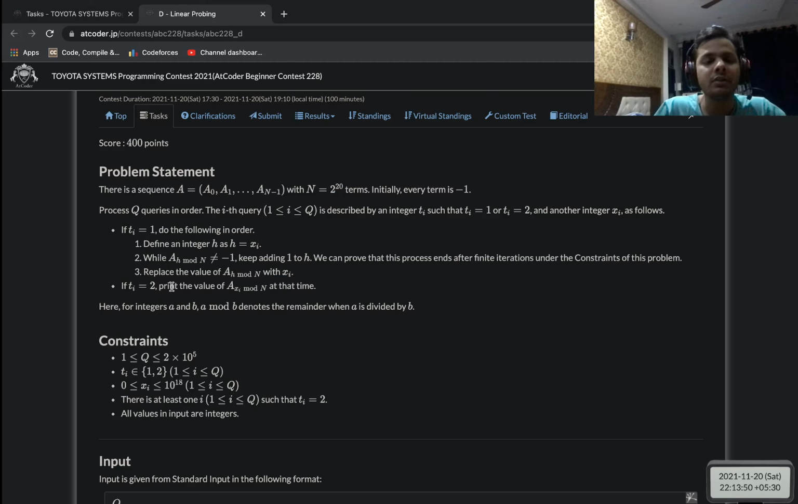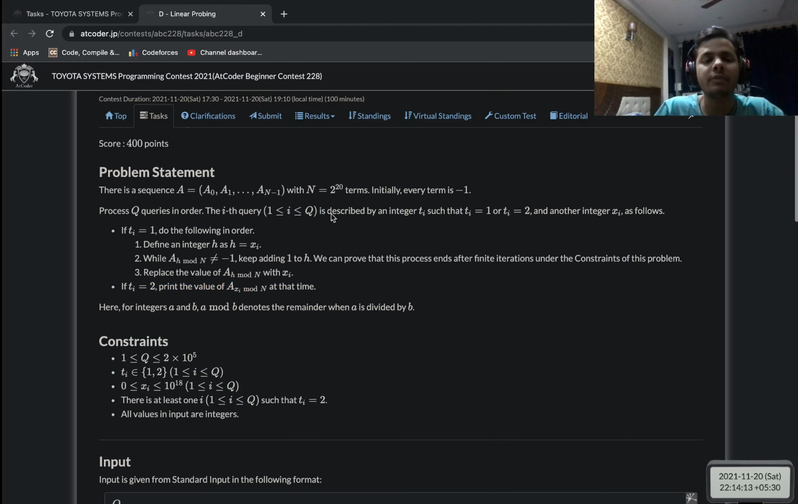If ti is equal to 2, then we simply have to print the element which is at the xi mod n-th position in my array. Since xi can be up to 10 to the 18, first I take xi modulo n, and then I check what is the element at the position xi modulo n in my sequence and simply output it. So that's the second operation, which is really easy.